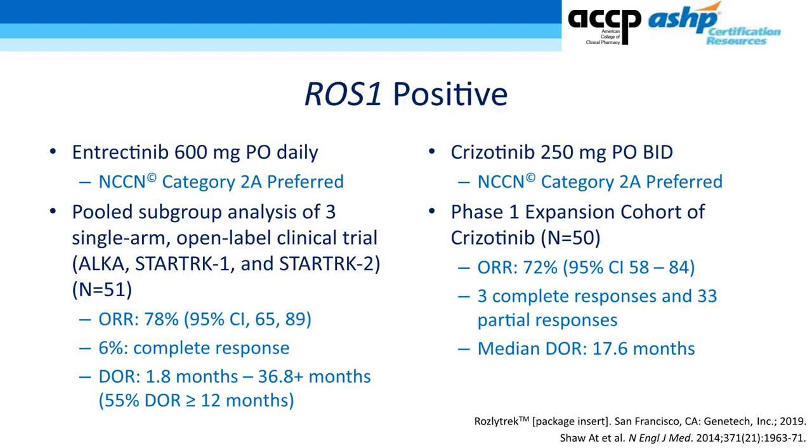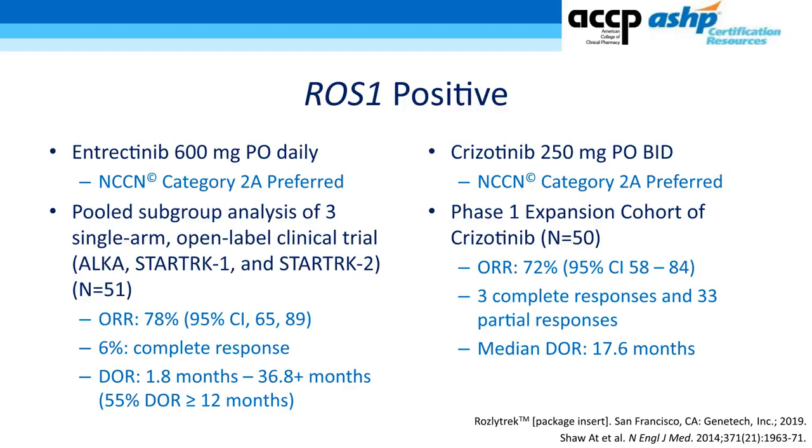Another target in advanced non-small cell lung cancer is ROS1. ROS1 gene rearrangement or ROS1 positive disease has 2 available options categorized as category 2A preferred per NCCN, being Entrectinib or Crizotinib. Entrectinib is 600 milligrams by mouth daily and was based on a pooled subgroup analysis of 3 single-arm open-label clinical trials where it was found to have an objective response rate of 78% and 6% demonstrating a complete response.